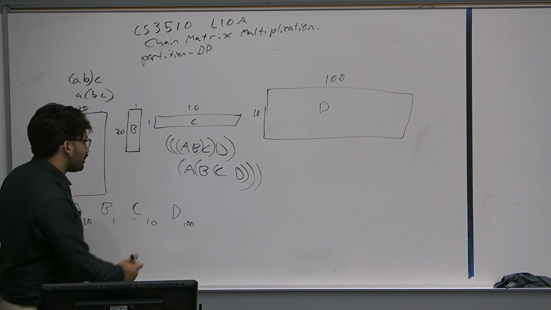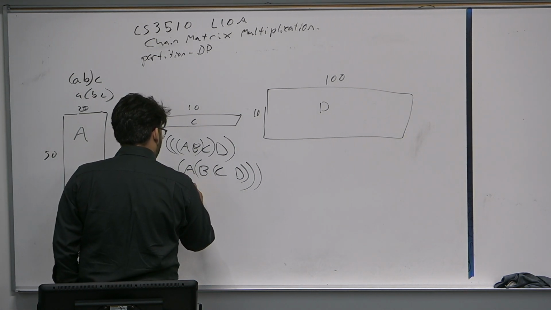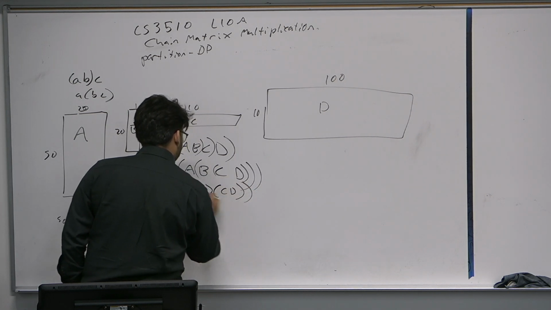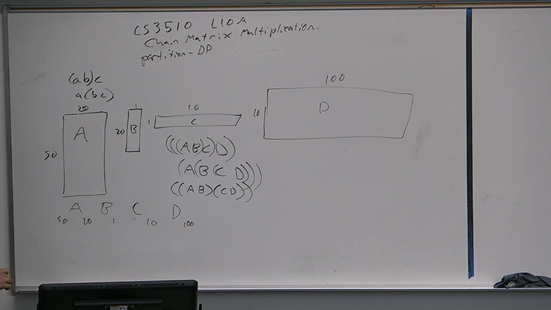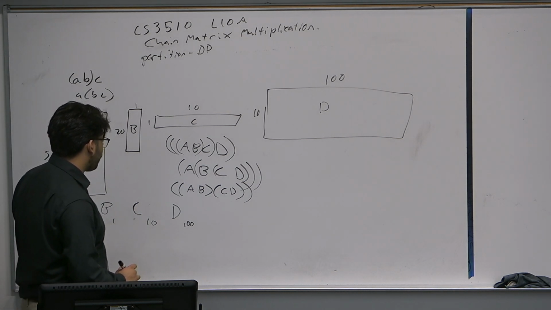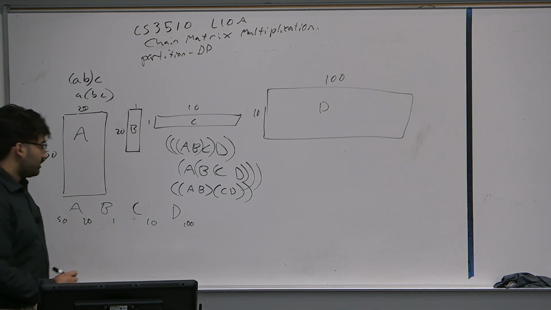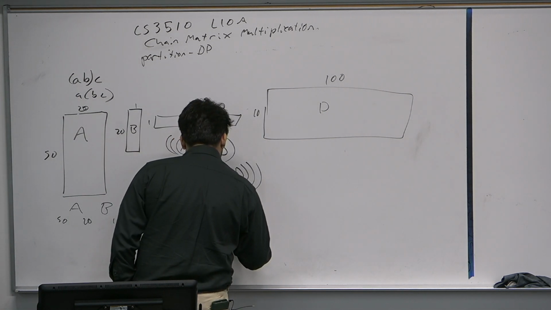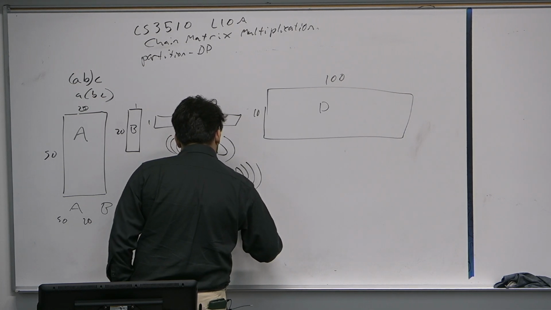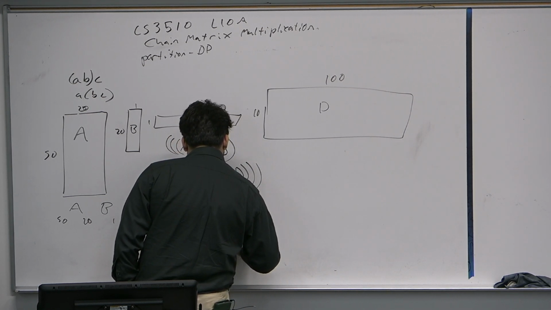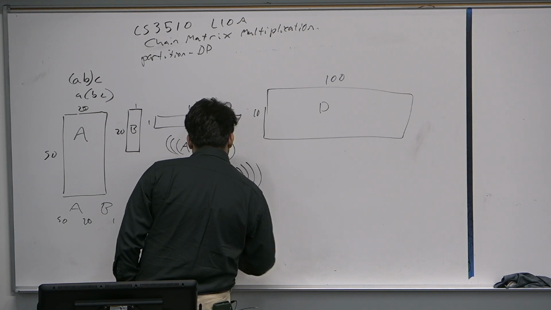These are not the only associations. You can also do, right? You could do A times B, and then you could do C times D, and then you can multiply those two together. What else could you do? Is there any others? There should be more. Someone think of some. BC. Yeah, you could do BC, then you could do A, and then you could do D. You could also do BC, and then do D, and then do A.